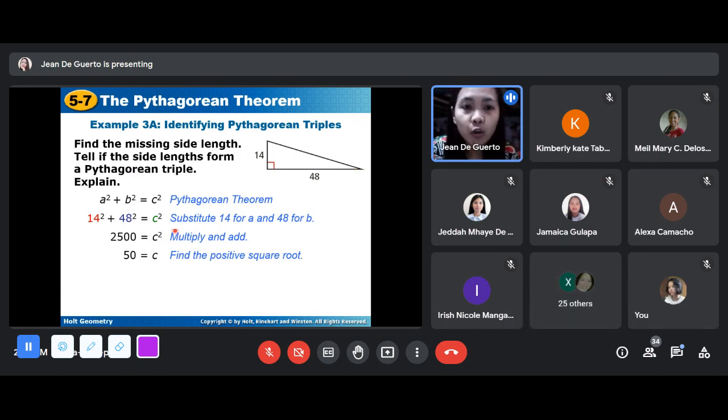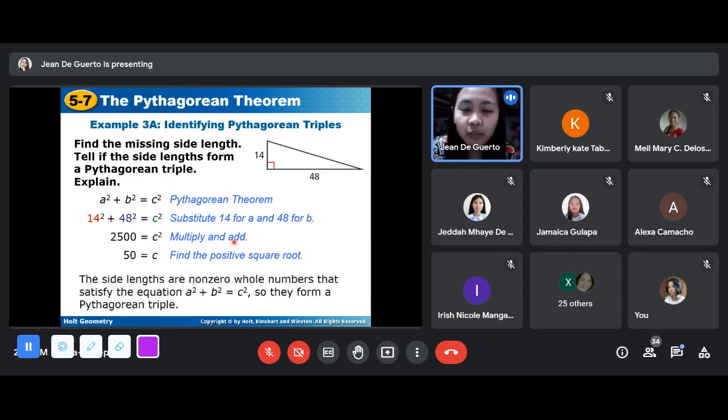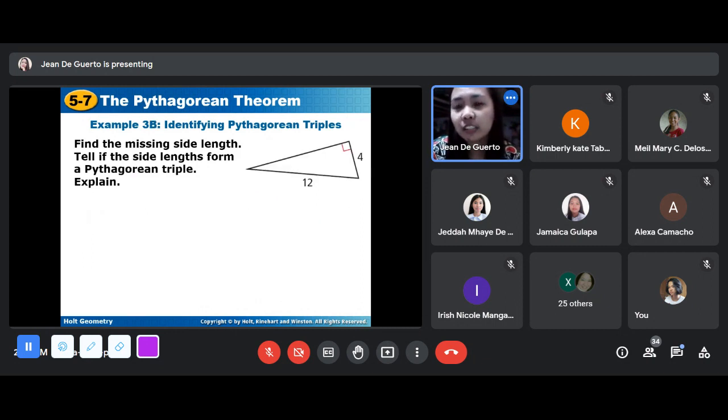Okay, so the side lengths are non-zero whole numbers. So ito yung explanation. Tell if the side lengths form a Pythagorean triple. So Pythagorean triple yung 50, 14, and 48. Why? Because they are all non-zero numbers. And they are also whole numbers. So therefore, they are Pythagorean triples. Okay? How about this one?